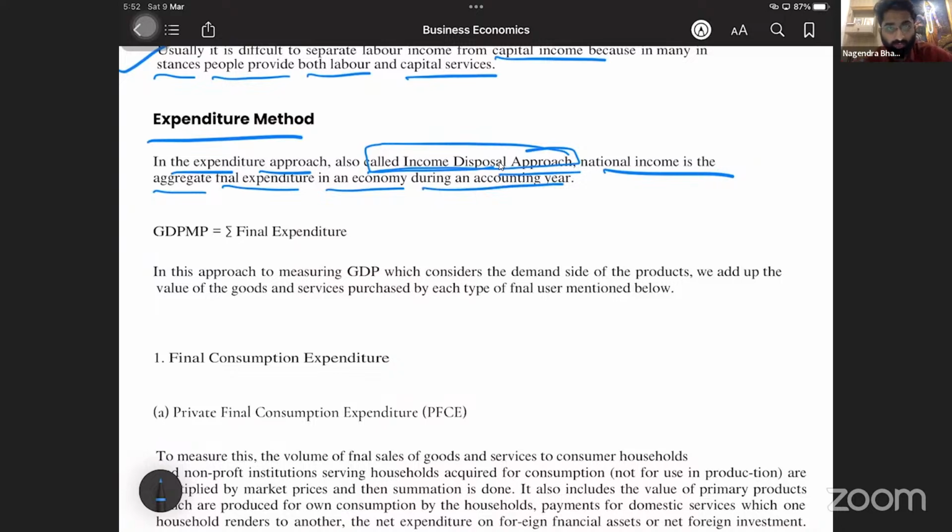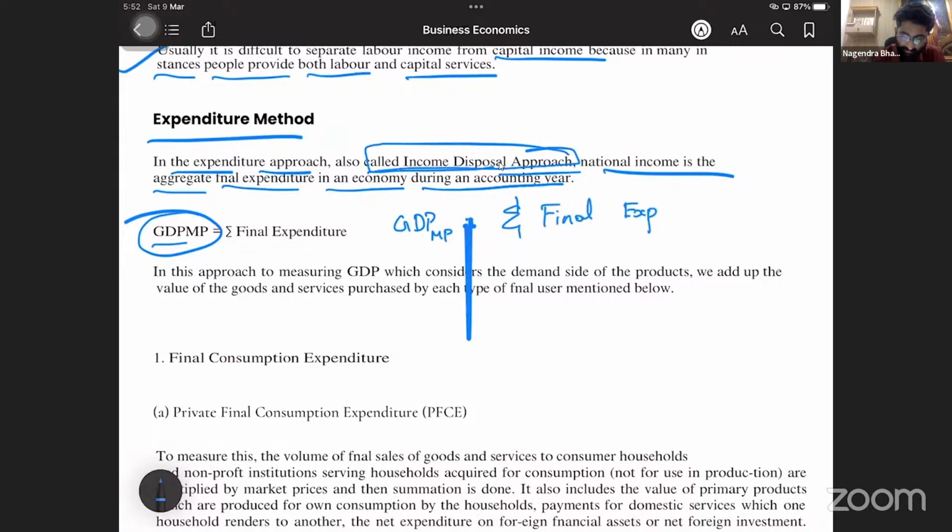So in the expenditure approach, which is also called the income disposal approach, national income is the aggregate of all my expenditure. Array, my income is your expenditure. All expenditure put together is all income put together. It has to happen like that, no? But with some adjustments. GDP at market price is equal to the summation of final expenditure. It's already written here. Summation of all your expenditures in a country, everything put together, it is national income.